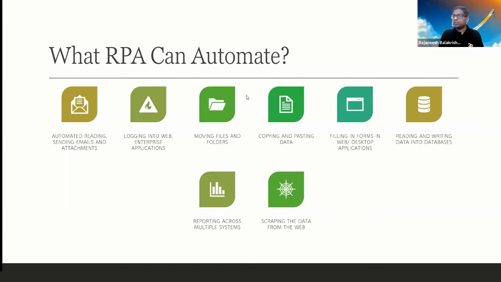All right. So coming back to what RPA can automate. As you can see on the screen, I have mentioned only the key tasks that it can perform, that is, automating reading and sending emails and attachments.